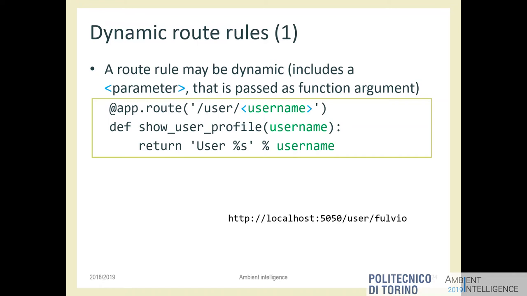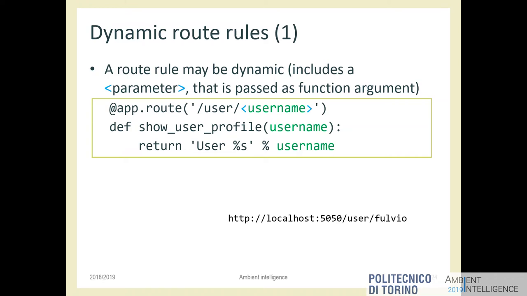So we create a wildcard route. Every route that starts with /user/something is mapped to this function. And this something is a parameter marked by angular brackets. And this parameter, username, becomes a parameter of the function. So if the user writes, or in some way links to a page /user/Fulvio, then the function show user profile with the string Fulvio will be called. And so inside the function, we can do whatever we want. For example, use that for querying a database, use that for showing in a template, and so on.